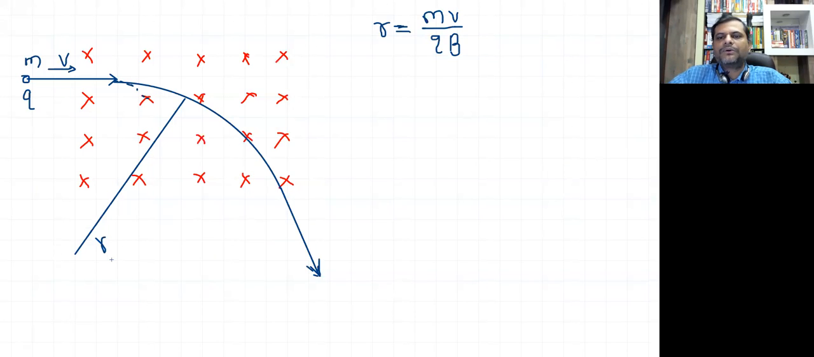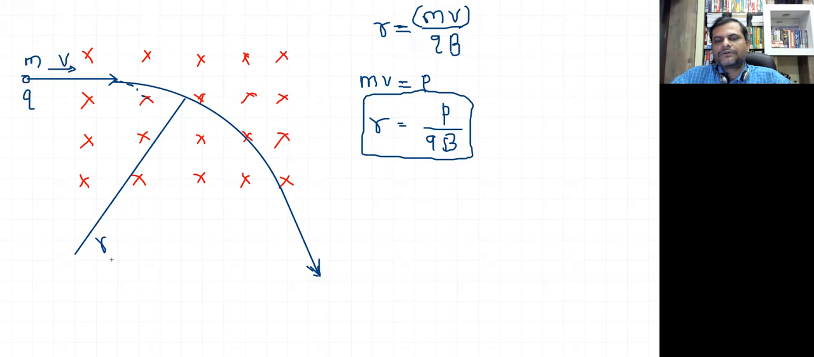Okay, but we know already that this mv is actually called as the momentum, right? So if you put it as mv as momentum and it is denoted by p, then we can express this expression as r is equal to p upon qB. Correct hai? So this is again another important equation for the radius, no doubt.